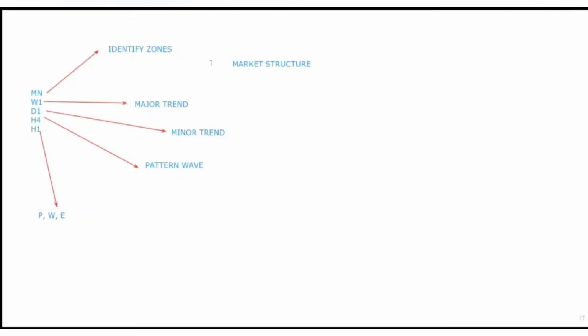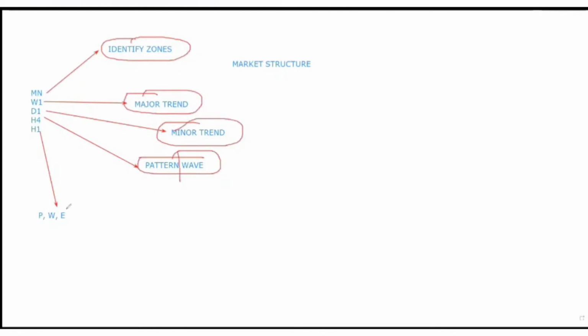Understand? This basically means that you come to your monthly time frame, you identify your major zones. I'll show you guys weekly time frame, major trend, minor trend on D1, pattern and wave, and then identify your pattern, wave, and entry point also on your H1 time frame. So let me just do a quick example here. So yeah, this is how I trade patterns, I mean your currency pairs.